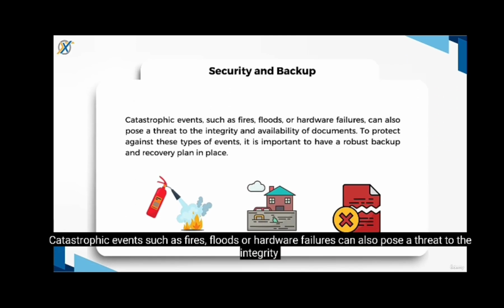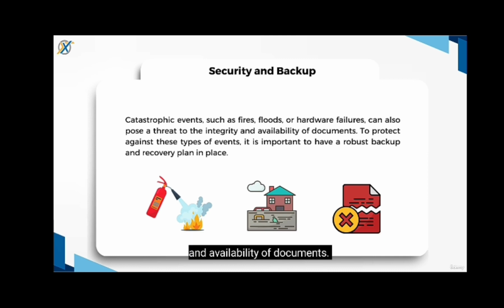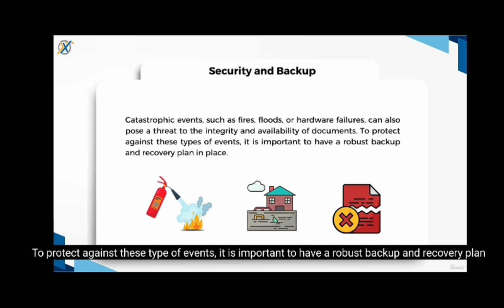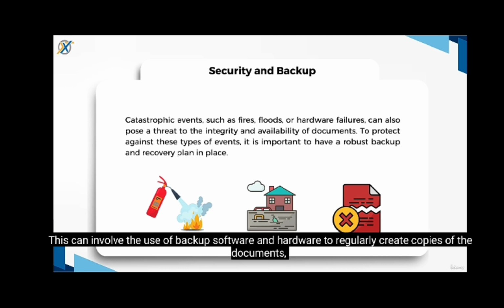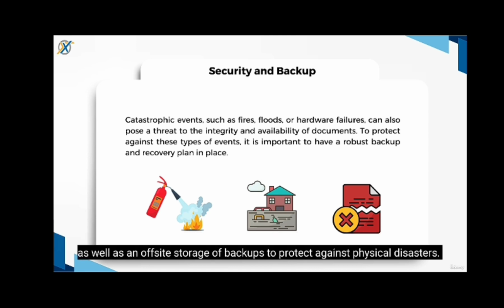Catastrophic events such as fires, floods, or hardware failures can also pose a threat to the integrity and availability of documents. To protect against these types of events, it is important to have a robust backup and recovery plan in place. This can involve the use of backup software and hardware to regularly create copies of the documents, as well as off-site storage of backups to protect against physical disasters.